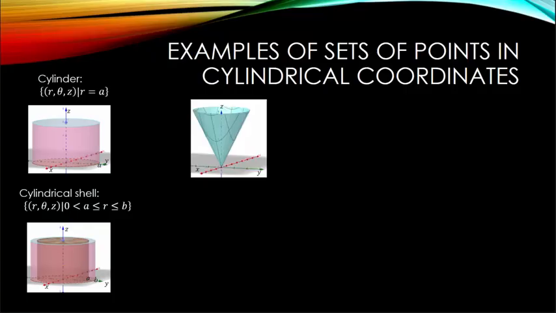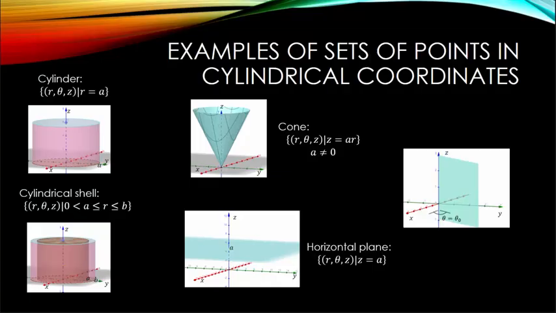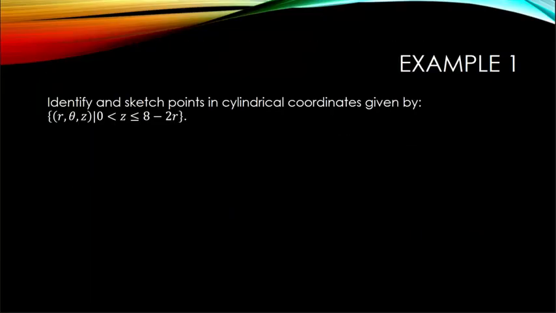I can also give the set of points for a cone in cylindrical coordinates. In cylindrical coordinates, a cone is given by the set of all points (r, theta, z) such that z is equal to a constant a times r, provided a is not equal to 0. I can write the equation for a horizontal plane in cylindrical coordinates. A horizontal plane will be the set of all points (r, theta, z) such that z is equal to a constant a. I can also specify the set of points that exist in a vertical half plane. This is going to be the set of all points (r, theta, z) such that theta is equal to some constant theta naught. So let's work a quick example.